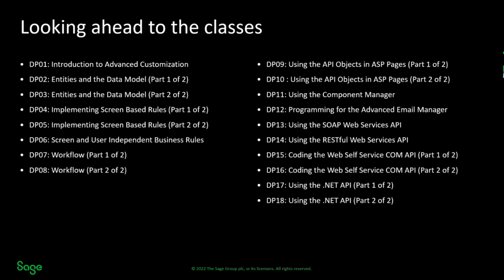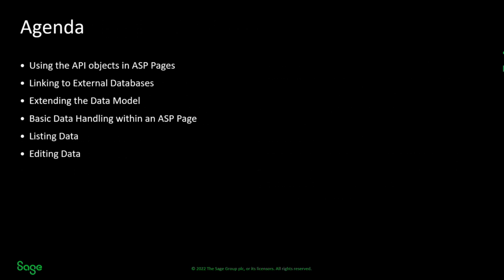So today we are going to take a fairly high level view of how the API objects work inside the ASP framework. We're going to look at the way in which we can connect to external database sources. We can start to think about how we extend to third-party databases and how we can add new entities inside the system. Now, all this is going to be high level.